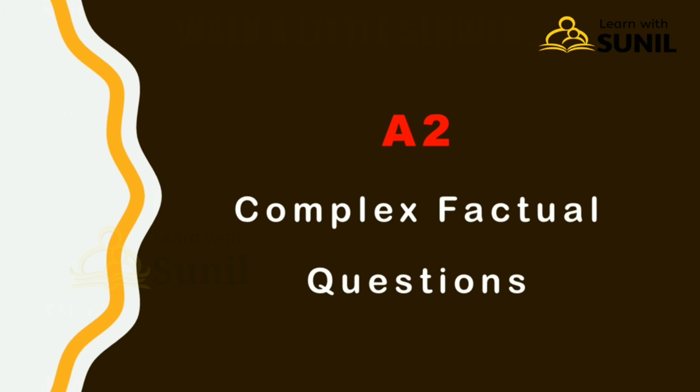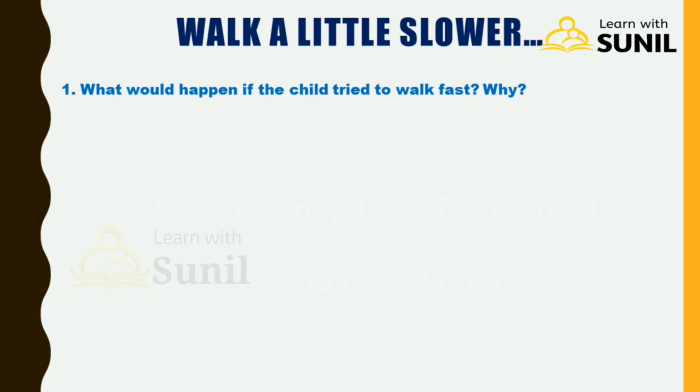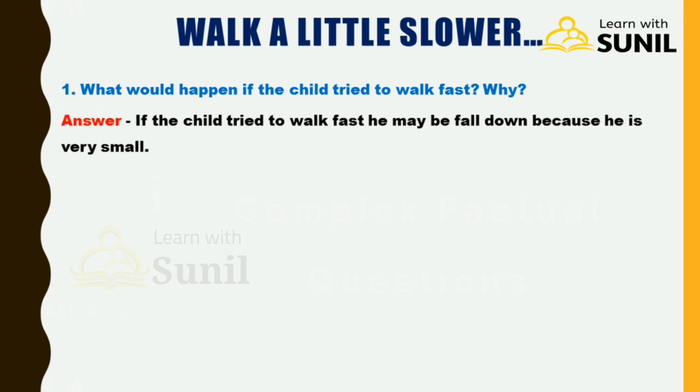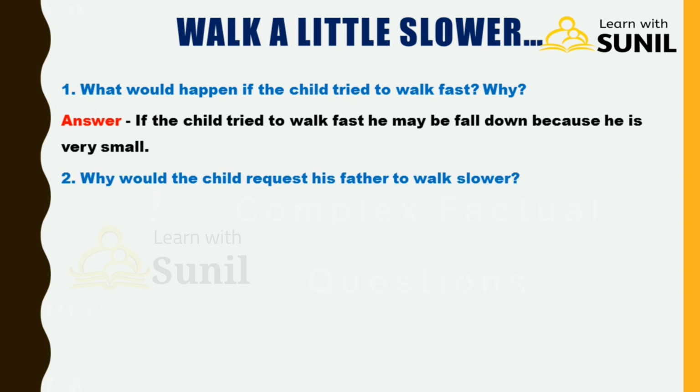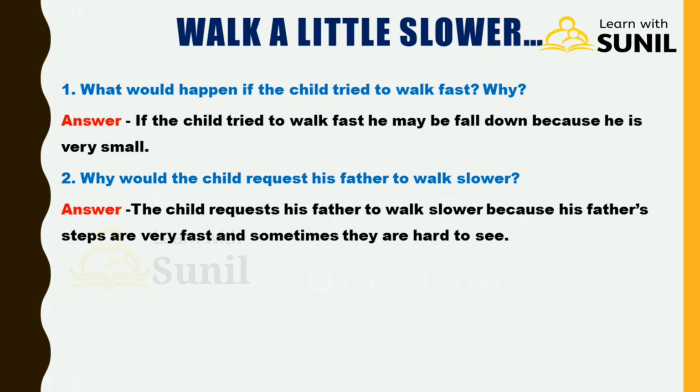A2 Complex factual questions. First question. What would happen if the child tried to walk fast? Why? Answer. If the child tried to walk fast, he may fall down because he is very small. Second question. Why would the child request his father to walk slower? Answer. The child requests his father to walk slower because his father's steps are very fast and sometimes they are hard to see.